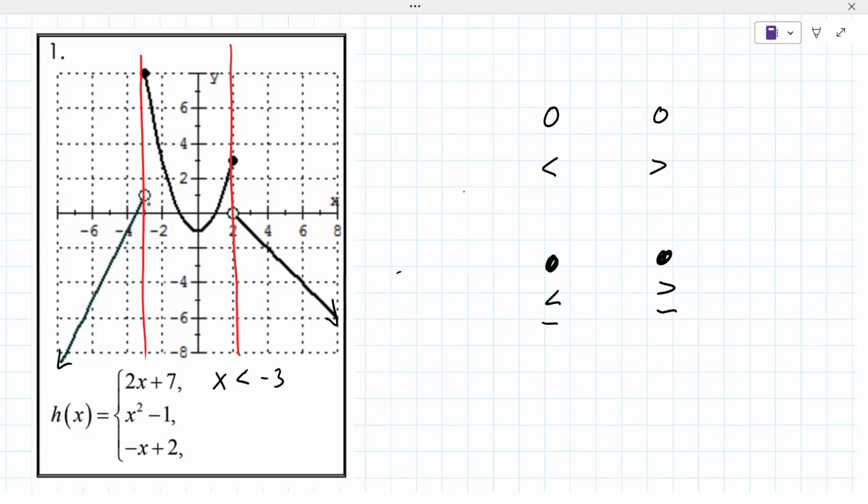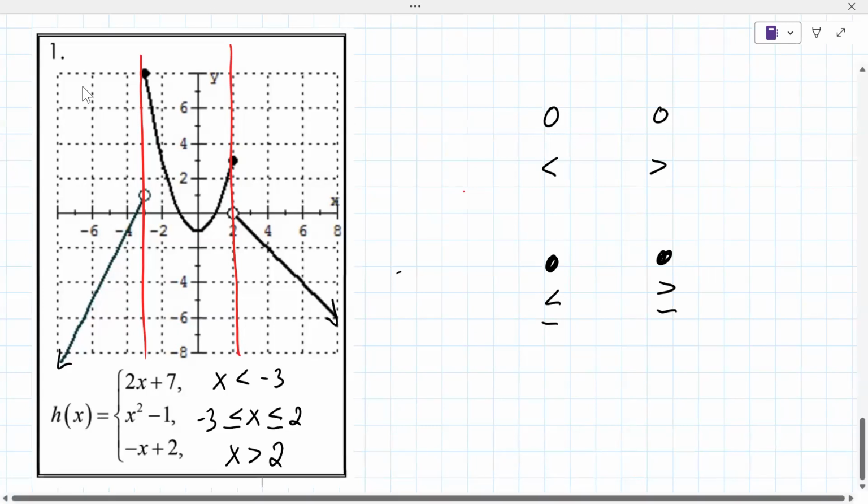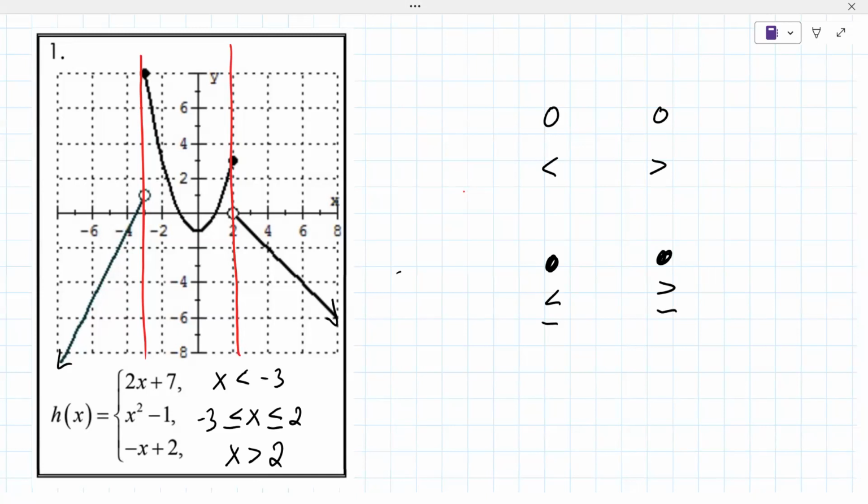So then this middle one is the hardest because it's a between case. So it'd be like x is greater than or equal to and less than or equal to. And then the last one would be like the first one, but opposite. It would be x greater than 2, yeah. Got it.